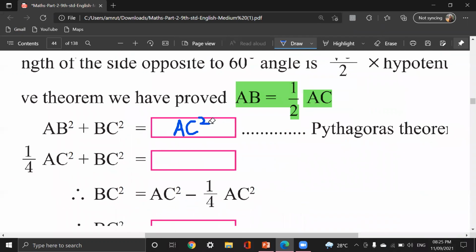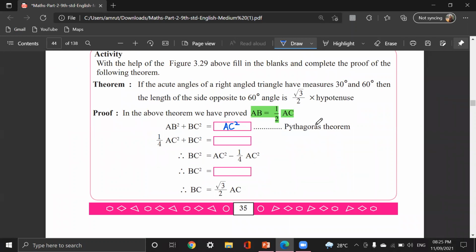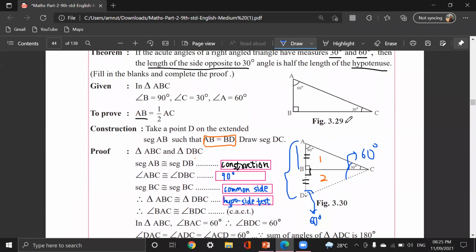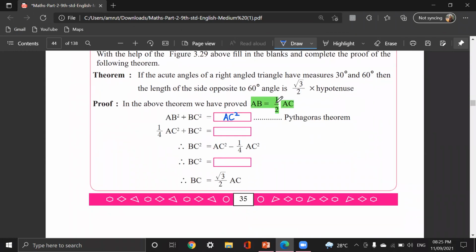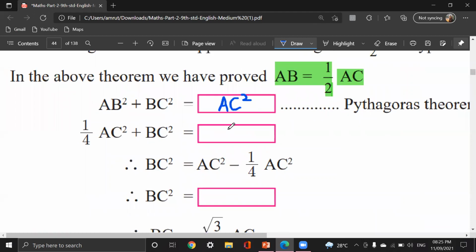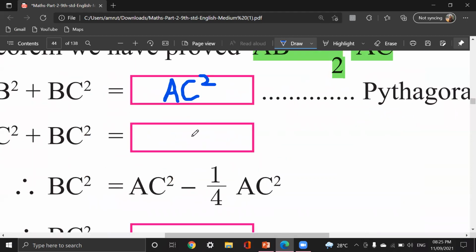In the bracket you have to write that we have used the Pythagoras theorem in this triangle, the original figure. And this we have already proved. Now we'll substitute this value. Instead of AB, we'll substitute half of AC. So what will be the square of half of AC? The square of half is 1/4, because the square of 1 is 1 and the square of 2 is 4. So here it is 1/4 AC square plus BC square is equal to AC square. Here also the same thing comes, we carry forward AC square.